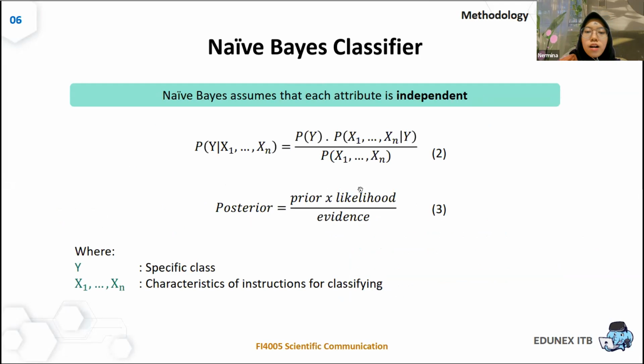Next, from equation 1, we can develop into equation 2, where equation 2 is the same as equation 3. We know that P(y|x1 until xn) is the posterior probability, P(y) is the prior probability, and P(x1) until P(xn) is the evidence. Naive Bayes assumes that each attribute is independent.